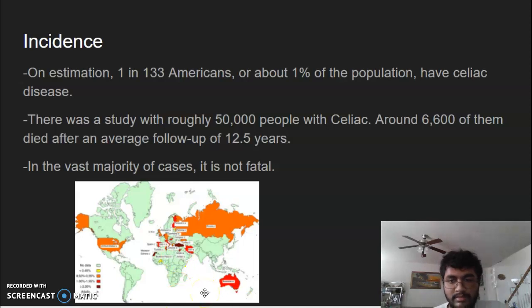But a mass screening program of children in Italy, right there, the little boot, found that the prevalence of celiac disease is around 1.6, and it's about 1.4 worldwide. So really, it's the average of those two, basically. Now, there was a study of around 50,000 people with celiac. Sadly, around 6,600 of them ended up dying after a median follow-up of 12.5 years. But in the vast majority of cases, it's not fatal. Unfortunately, it does seem to lower your lifespan if you do have it.